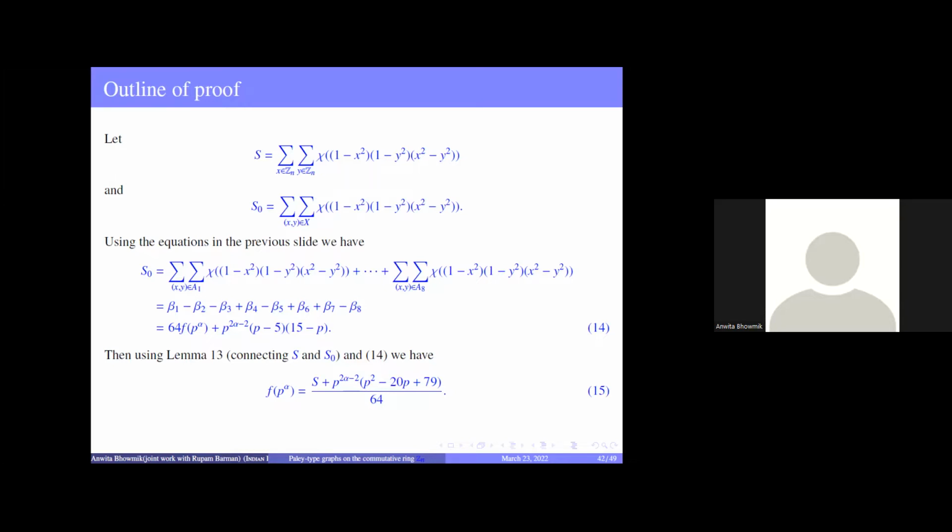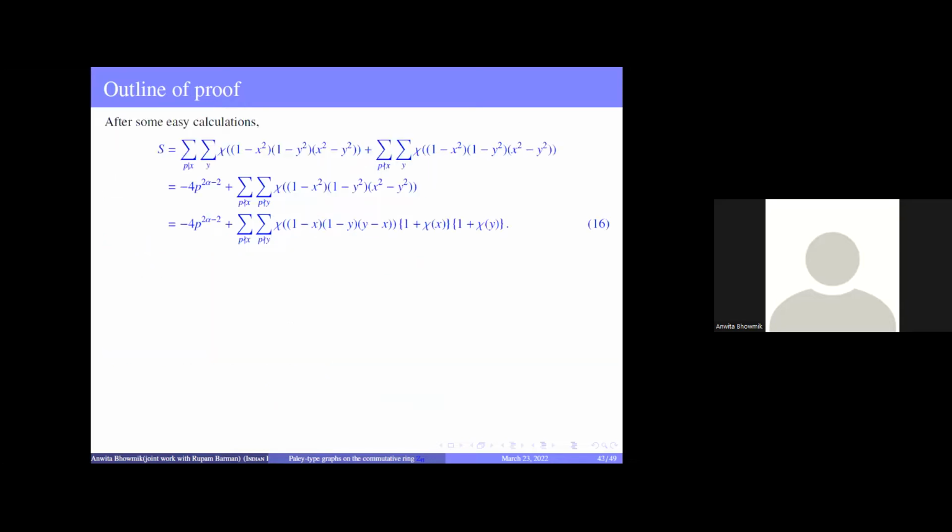Okay. So now to find S, what we do is this. We remove the terms where either P divides X or P divides Y, because in those cases the terms become trivial. So removing those cases, we are led to this. And again, since we want to remove the squared things, we add these terms 1 plus chi x times 1 plus chi y.